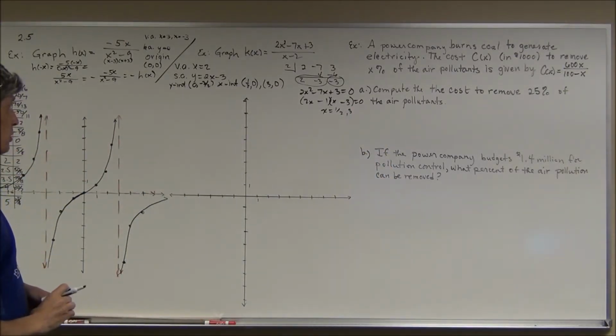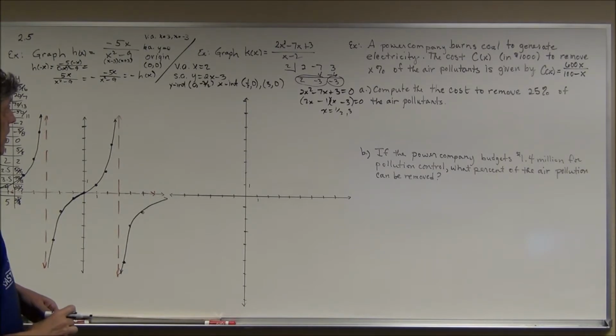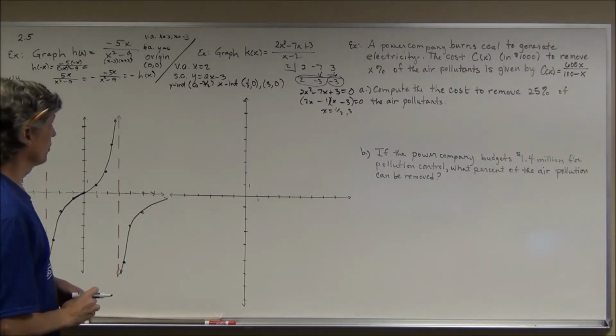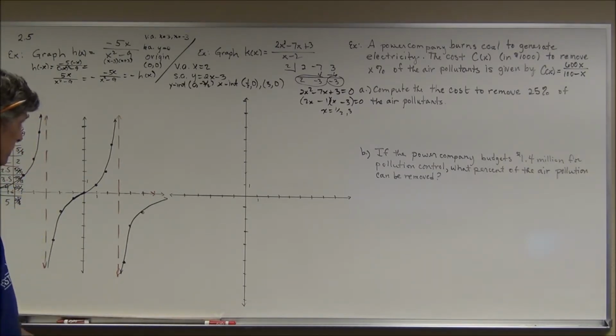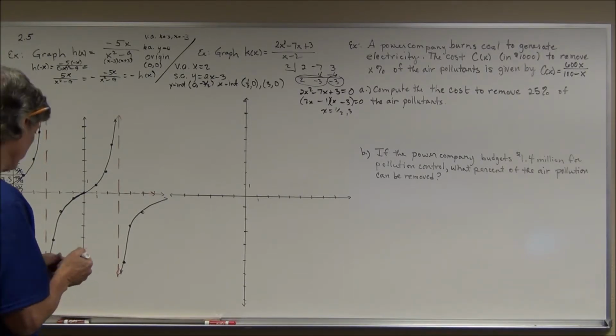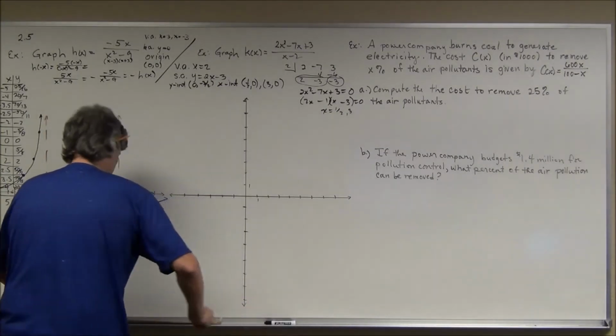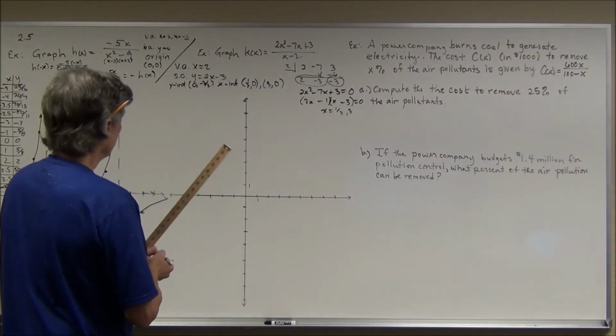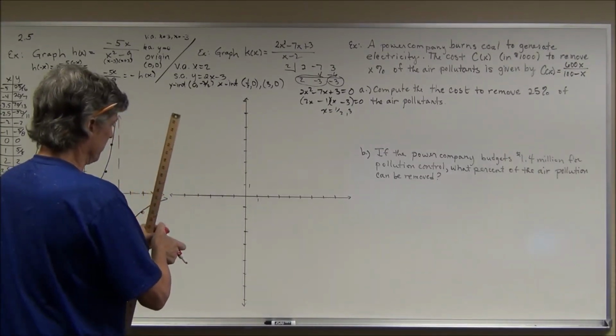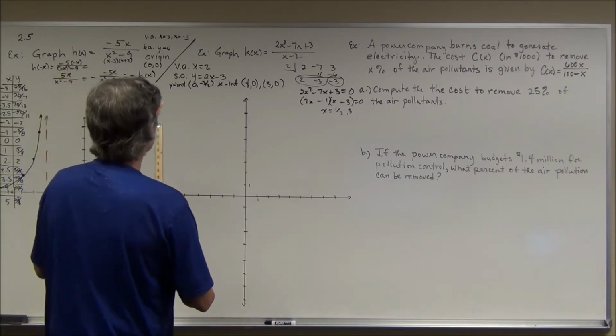You can check for symmetry, but I'm pretty sure I've done this one before, and I don't think this is symmetric to the origin or to the y-axis. Of course, it won't be symmetric to the x-axis because it's a function. Now, that's a good start, and I'll get my handy-dandy yardstick here. And it is a yardstick, it is not a meter stick. So let's see what happens here.